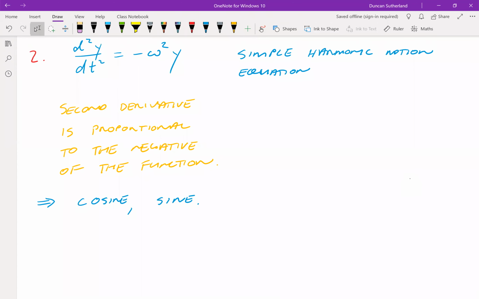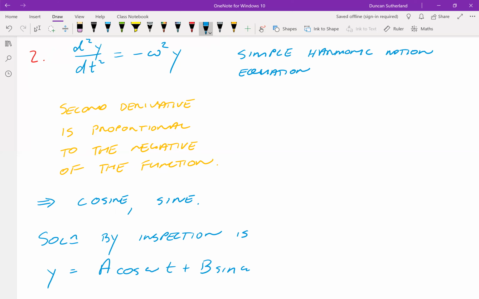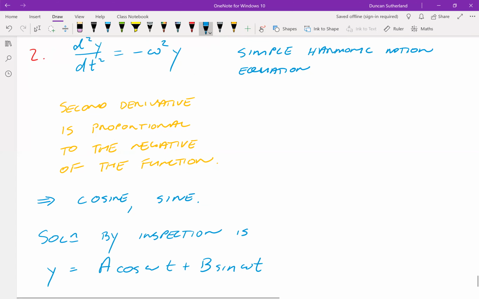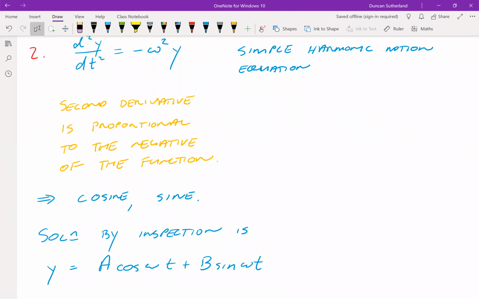So what you just have to do is take care of this omega. So our solution by inspection is y equals a cos omega t plus b sine omega t. You'll see this solution developed in greater detail when you look at the general techniques for solving second order linear ODEs. For now, we're just going to check that this solution works.